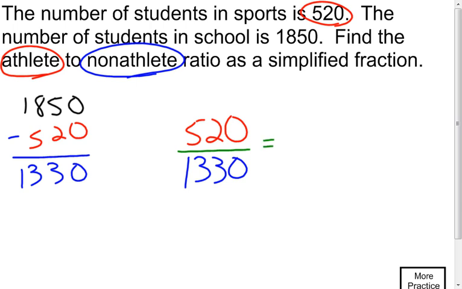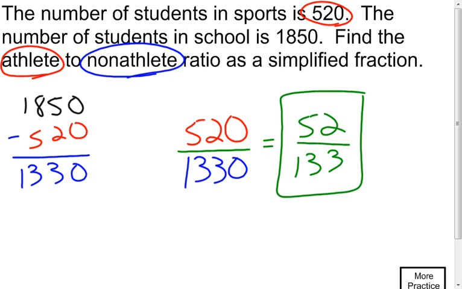First thing I notice is both are divisible by 10. If I do that, I end up with 52 over 133. Now I look at those, and 52 and 133 have no common factors. I have my simplified ratio right here, with athlete in the numerator to non-athlete in the denominator. And I'm going to stop there, dealing with just the ratio part of proportions.